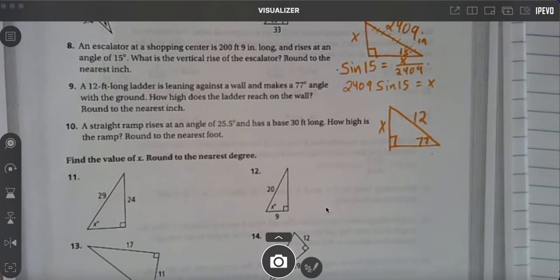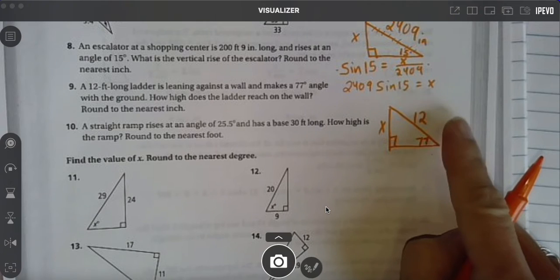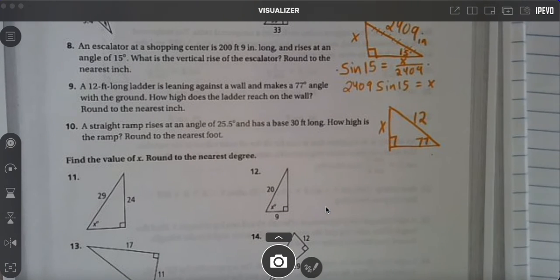You did 72.8. Let's see. I got 12. About it. What does it say? It says round to the nearest inch, but we're in feet on this one. Well, let's just get our answer in feet. You got about 12 feet? It was in feet the whole time. That's a 12-foot long ladder. So you were right.